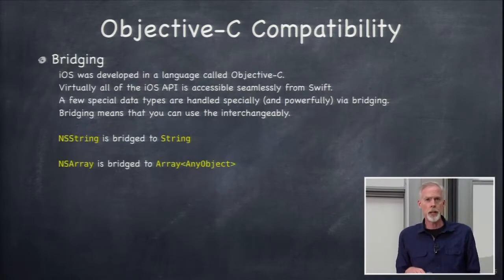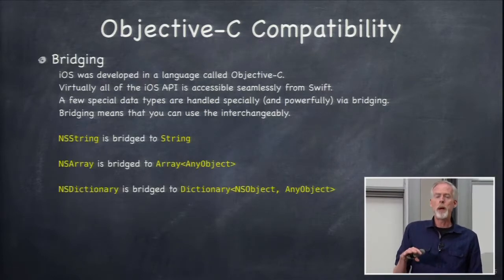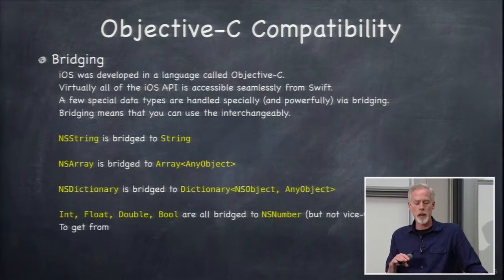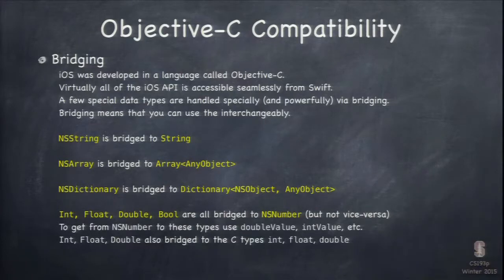One is NSString. That is the old way that strings were represented in iOS. And that is bridged interchangeably to Swift's String. You can't really even tell the difference. If you have a method that takes an NSString, you can pass a Swift string in there, and vice versa. Okay? They're just automatically treated as if they were the same thing, even though they are quite different things. String in Swift is not even a class. Okay? It's just a struct. So they've done some miraculous work to bridge these things.